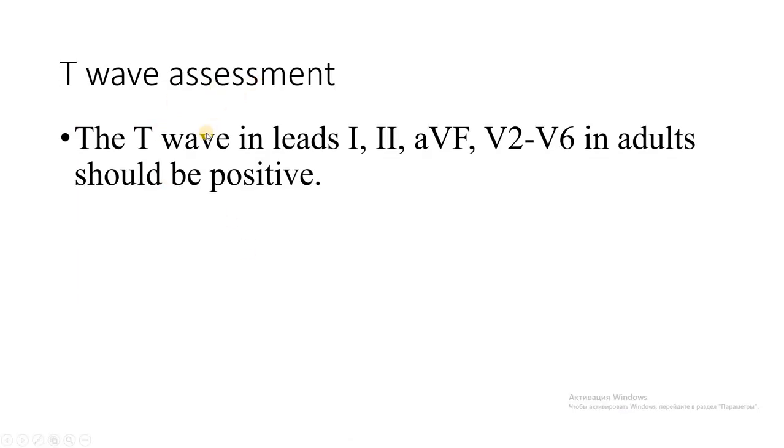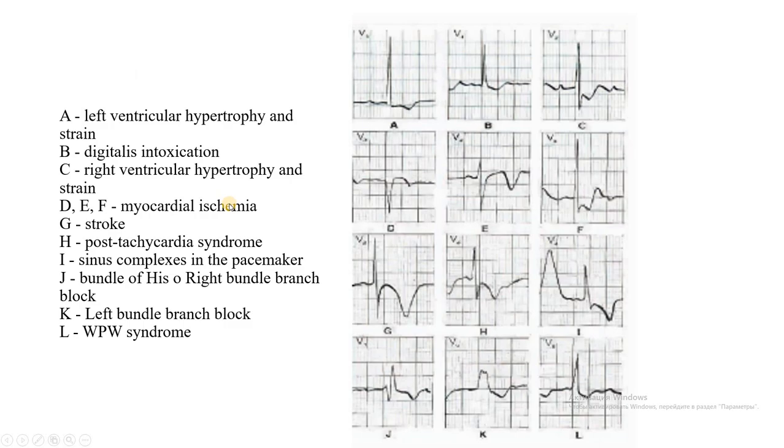Next one, T wave assessment. The T wave in leads 1, 2, AVF, V2 to V6 should in other cases be positive. There are a lot of cases where the T wave can be negative. For example, the first one is left ventricular hypertrophy. Here we can see a negative T.